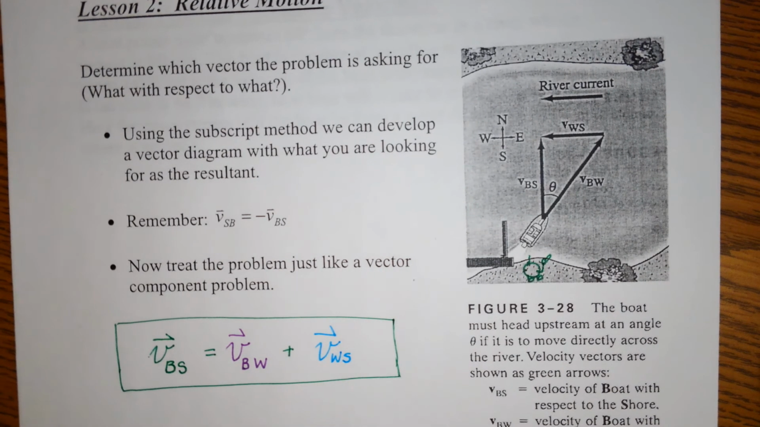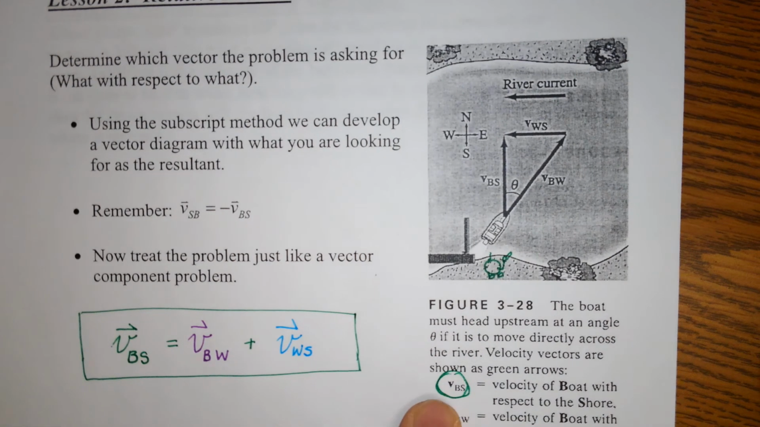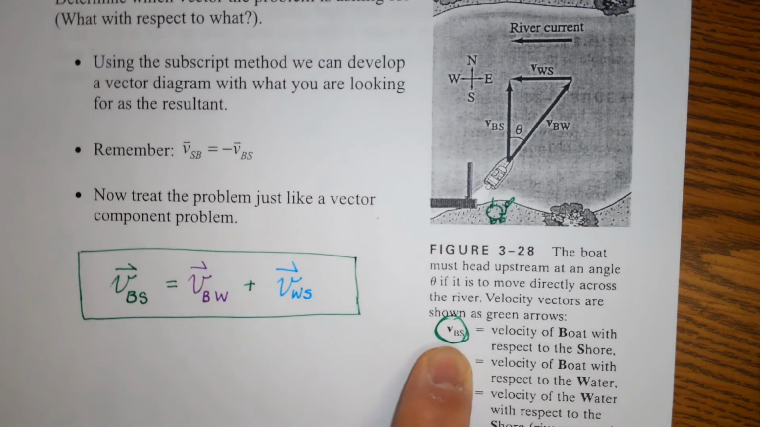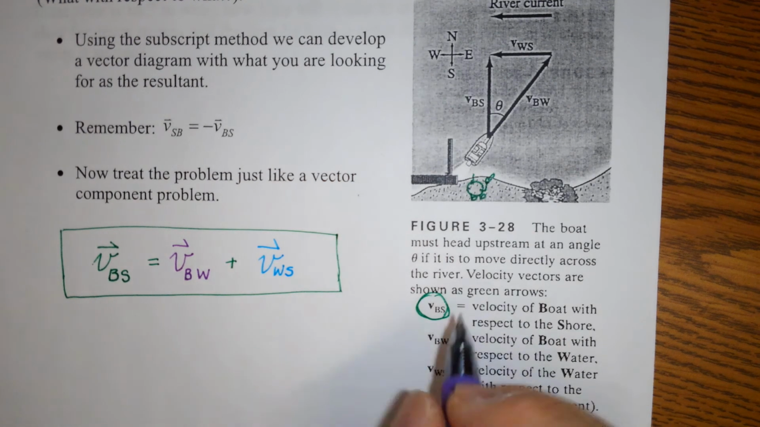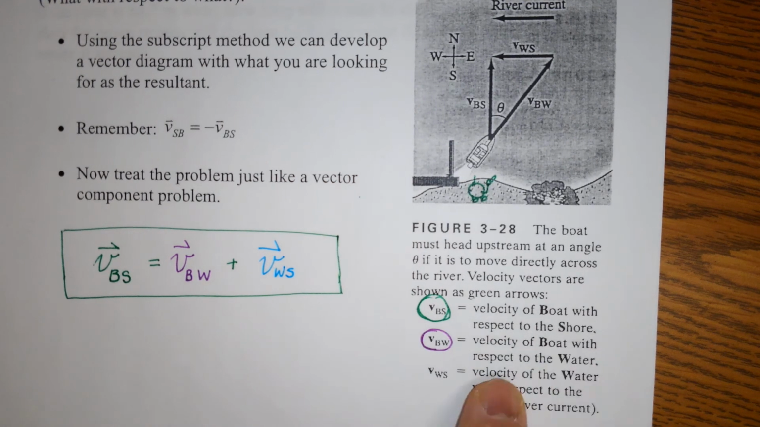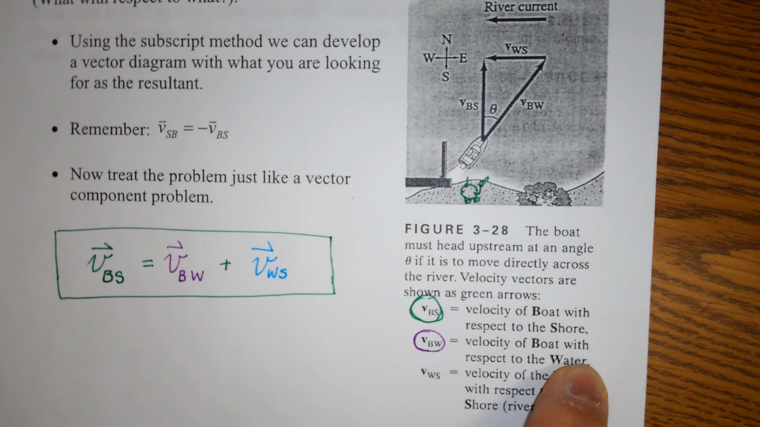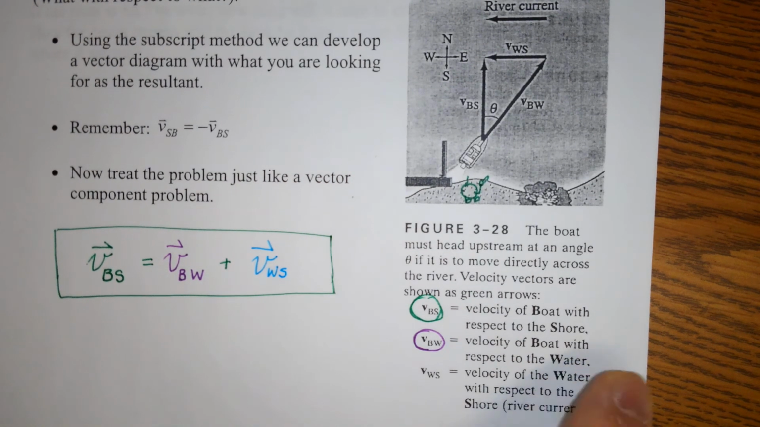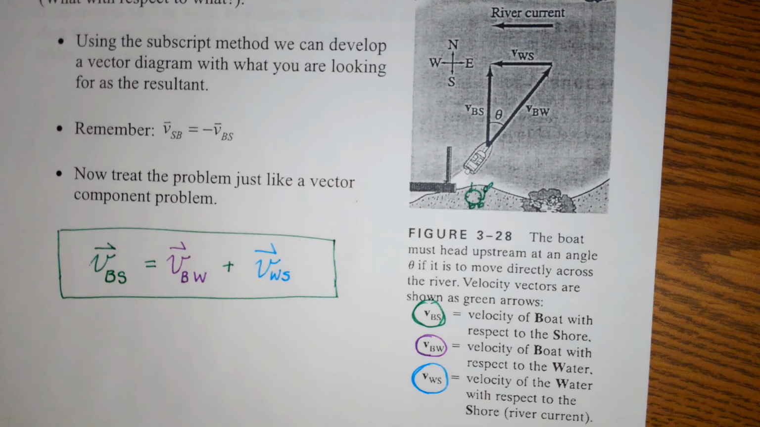relative motion. Okay, so here are the subscripts: velocity of boat with respect to shore. Okay, so velocity of the boat with respect to the shore is equal to velocity of the boat with respect to water. This means this is how fast the boat can travel in water with no current. And this is the river current. Okay?